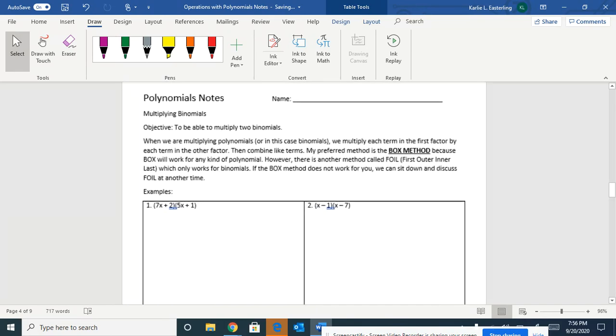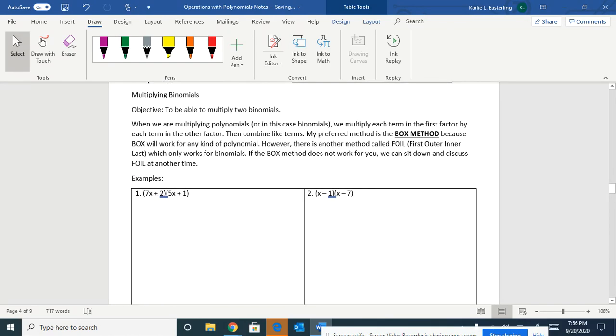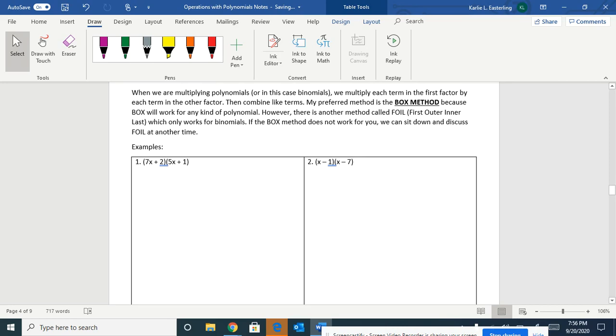And we are going to look at multiplying binomials. And our objective here is that we will be able to multiply two binomials. So when we are multiplying polynomials, or in this case binomials, we multiply each term in the first factor by each term in the other factor. Then we combine our like terms. My preferred method of this is the box method because box will work for any kind of polynomial. However, there is another method called FOIL, and it's first, outer, inner, last, which only works when you're doing binomials.